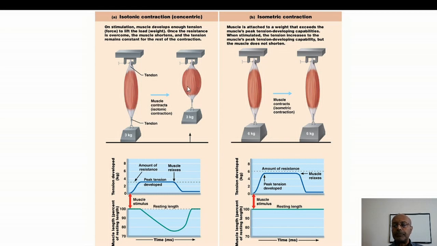Isotonic because the same tone. Whereas if it remains the same, isometric. But if it gets longer, then you call that eccentric. It gets longer when the weight is too heavy. That's when people say, I pulled my muscle.